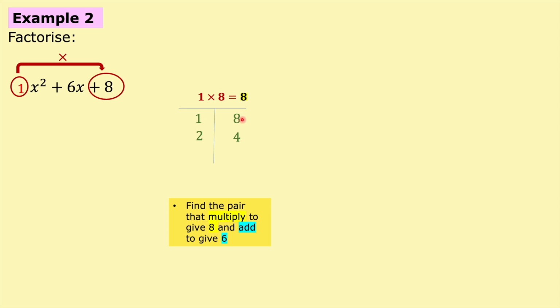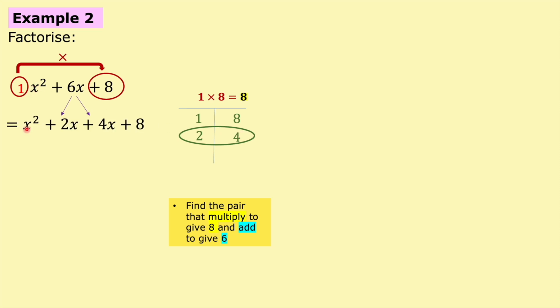So 1 add 8 is 9, so it's not going to be that pair. But 2 add 4 is 6, so we're going to be using that second pair. So we need to have the factor pairs that add together to give us this middle term. So now we can go ahead and rewrite it and split up our 6x into 2x add 4x.